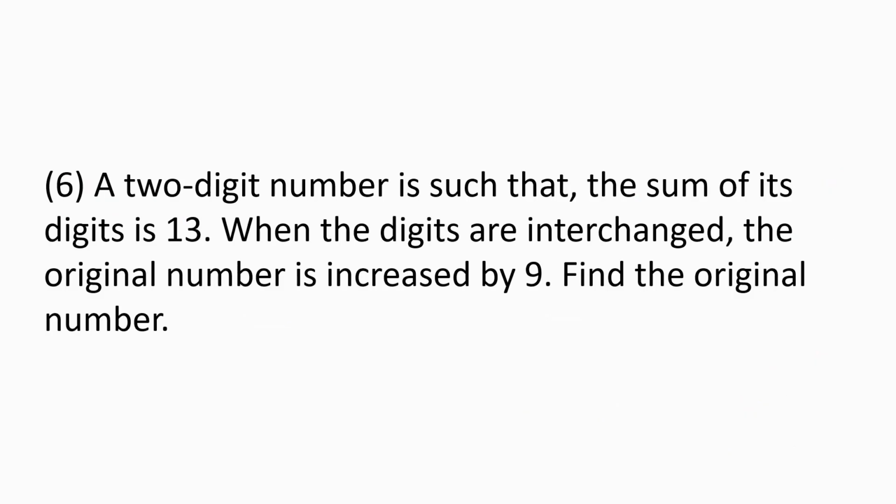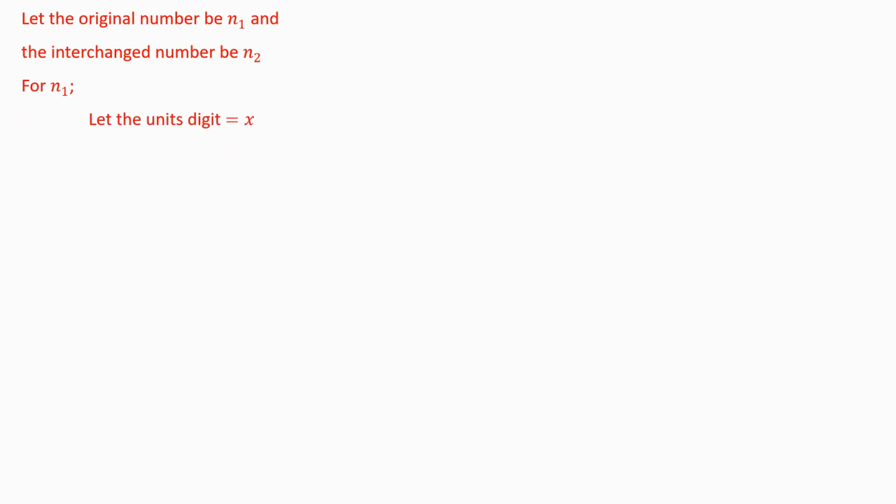Question 6. A 2-digit number is such that the sum of its digits is 13. When the digits are interchanged, the original number is increased by 9. Find the original number. We need to find the original number. So we're going to let the original number be n1 and the interchanged number be n2. And for n1, we are going to let the unit digit be x.